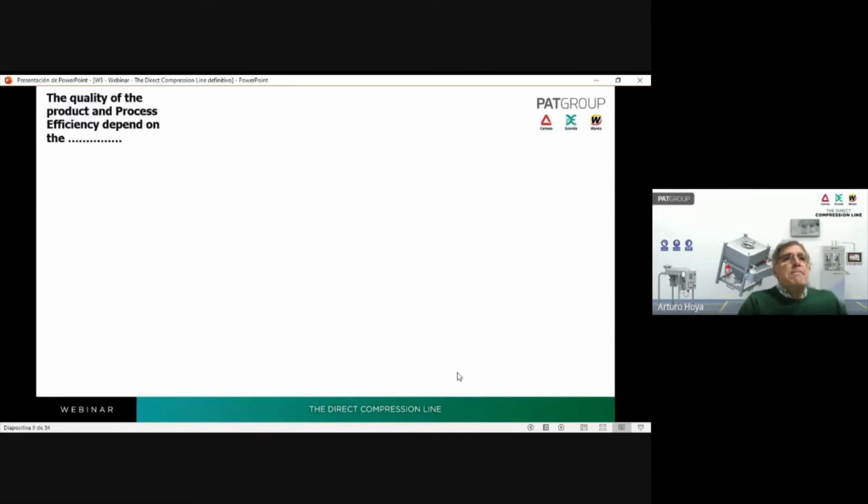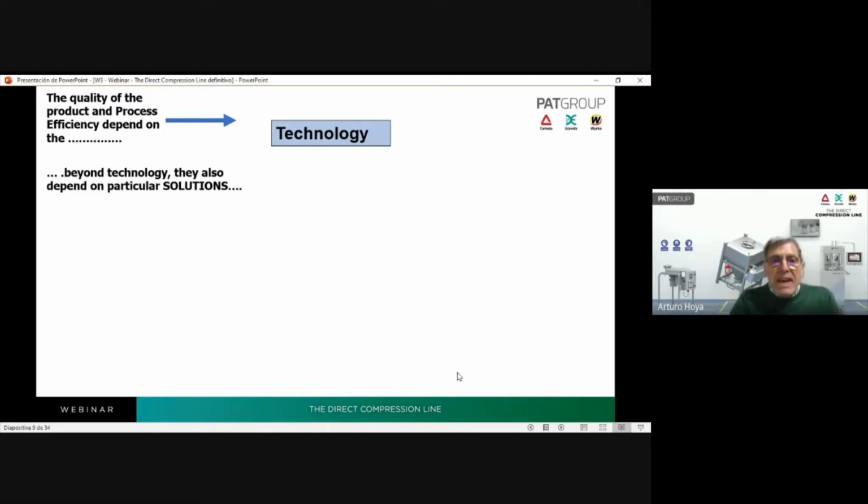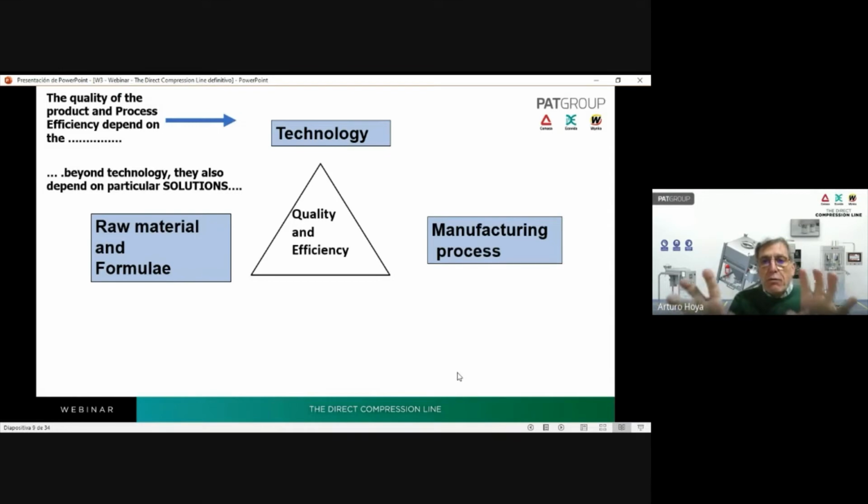Well, but we always say the quality of the product and the process efficiency depend on the technology. This is an important question, but in our vision, beyond the technology, the quality and the process efficiency also depend on the particular solutions. For example, the quality and the efficiency depend on technology, but depend on these two factors too: raw materials and formula, and the manufacturing process per se.